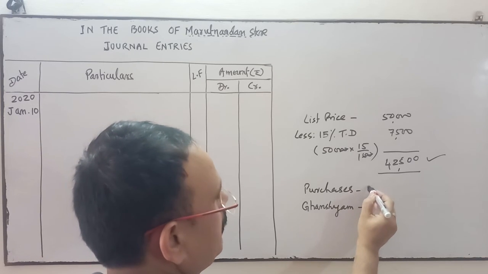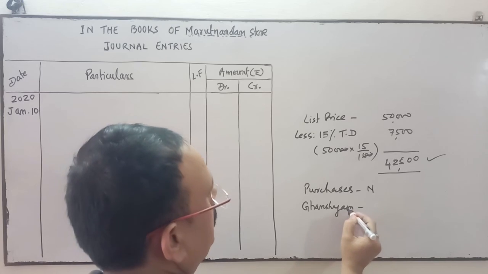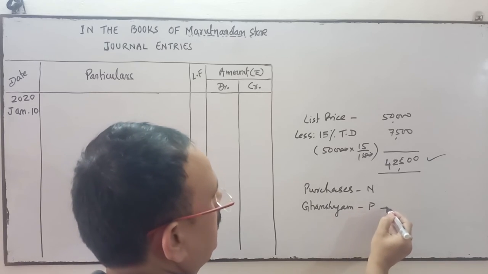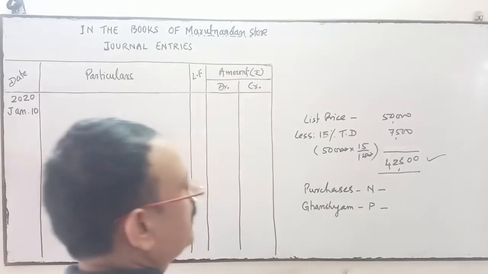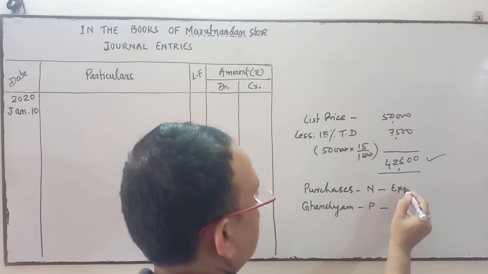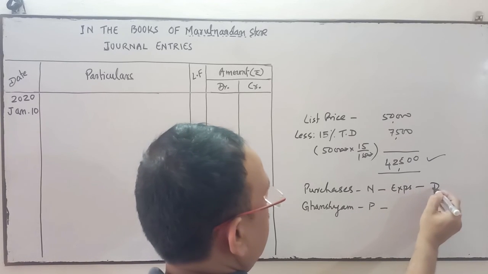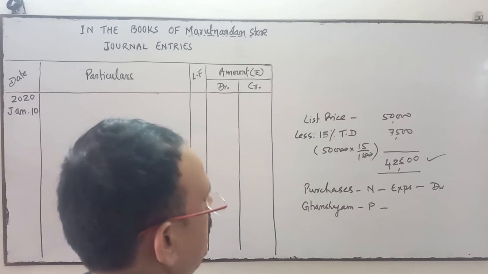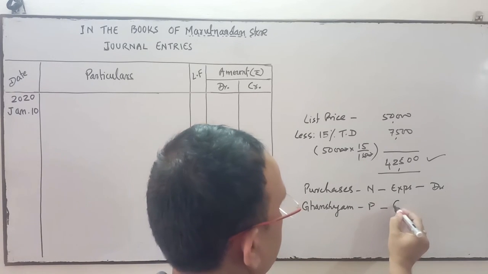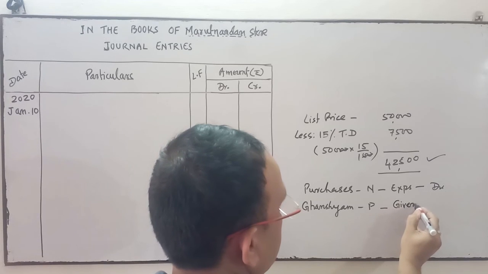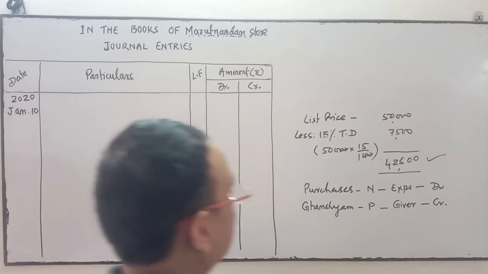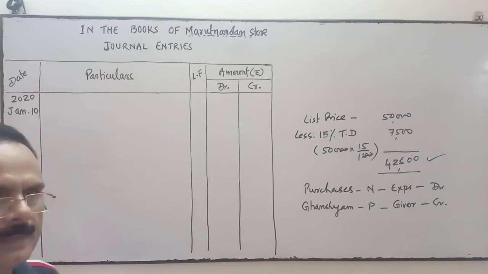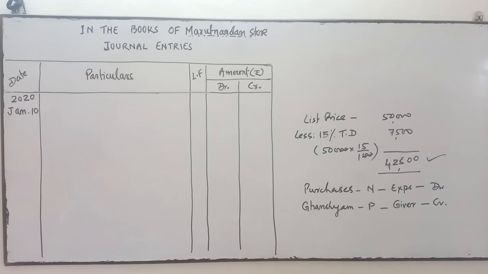Purchase comes under nominal. Ghanshyam comes under personal. Rule of nominal: all expenses and losses debit. So purchase is an expense, debit. Rule of personal account: debit the receiver and credit the giver. Here Ghanshyam is the giver of the goods, so his account will be credited.